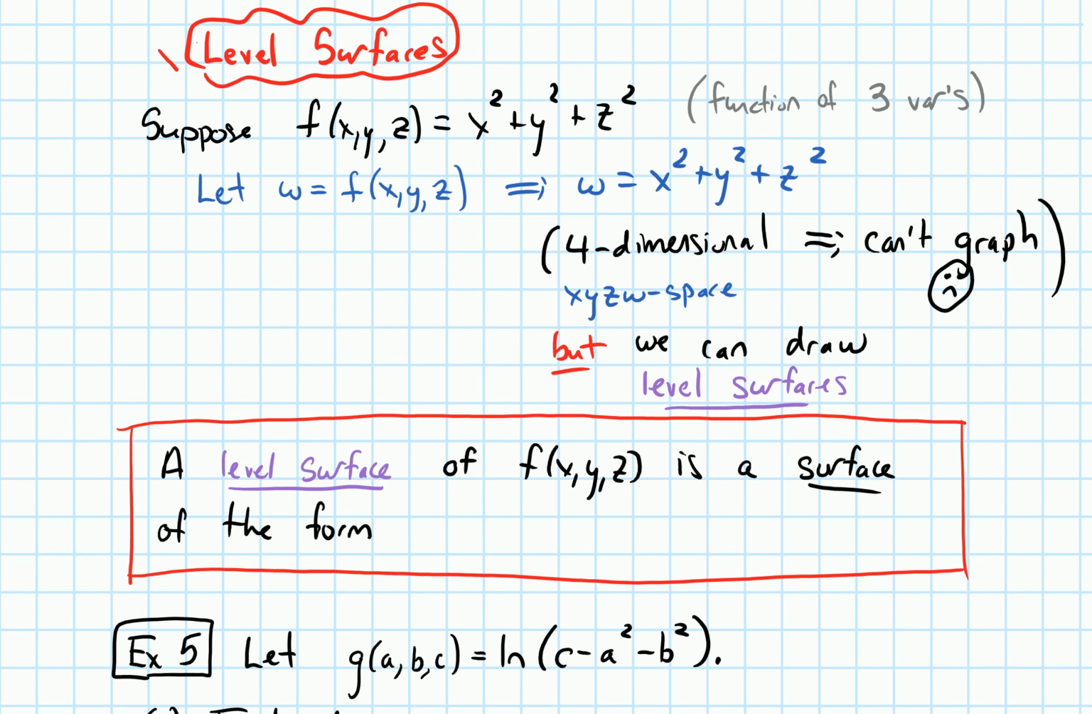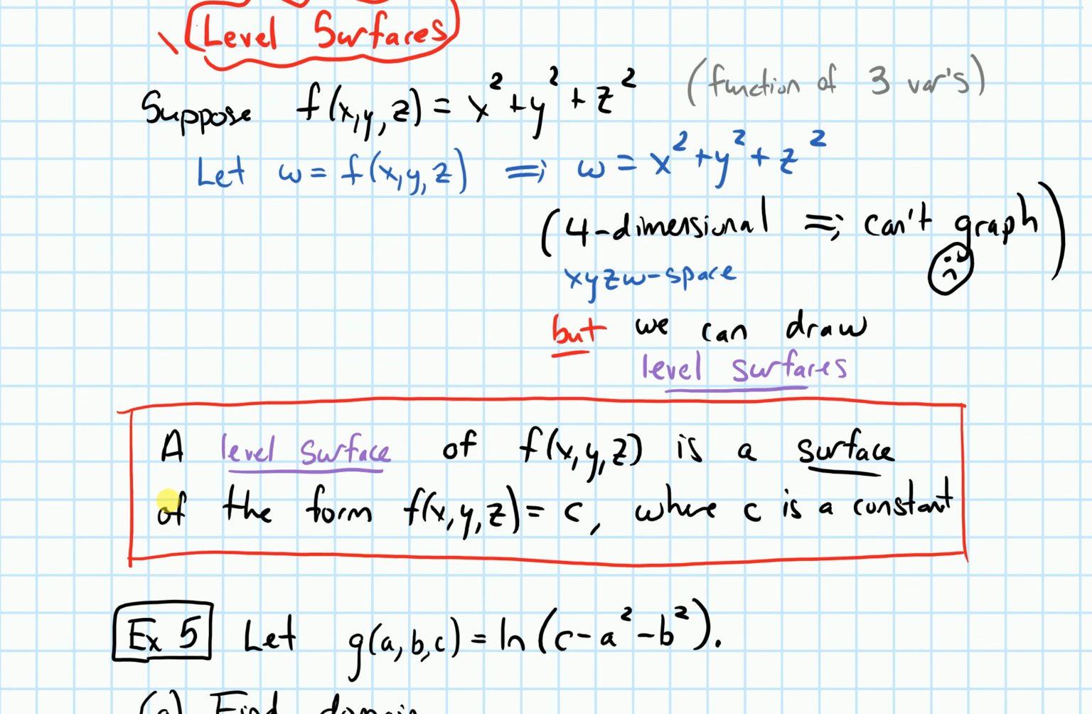So a level surface of a function of three variables, f of x, y, z, is a surface of the form where I set my function f of x, y, z equal to c, where c is a constant. When we set our three variable function equal to a constant, we get an equation that has three variables in it, x and y and z. So that graph is going to exist in three-dimensional space. That is something that we will hopefully be able to draw, assuming it's simple enough.